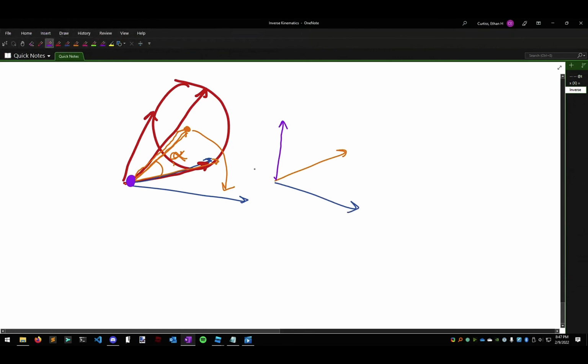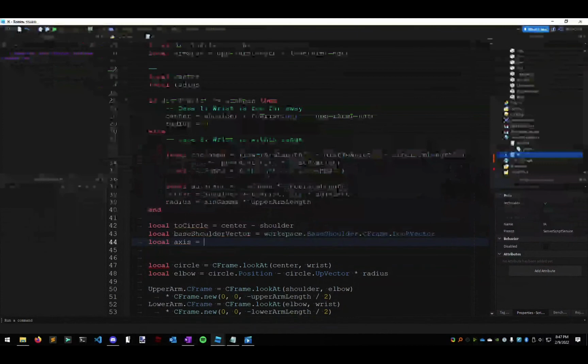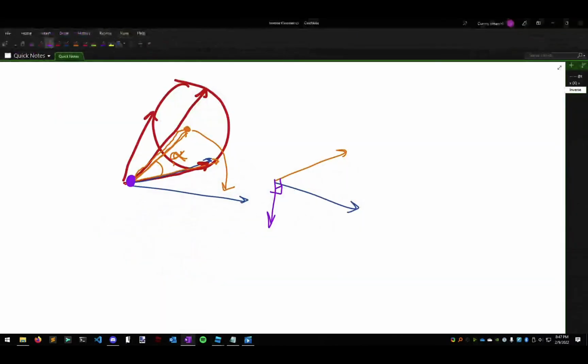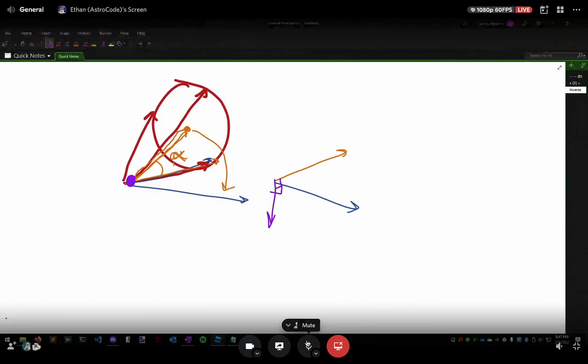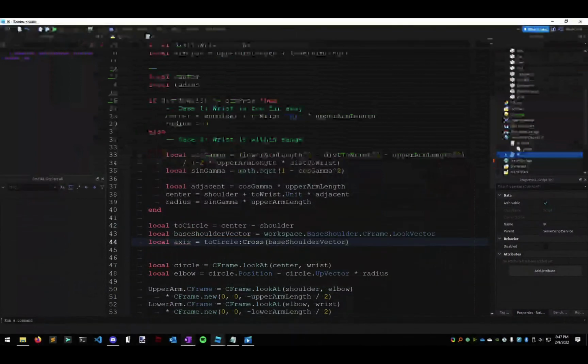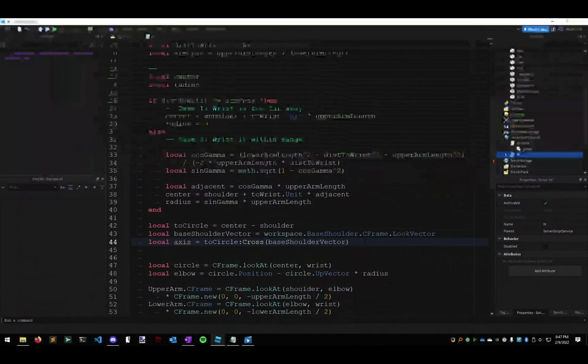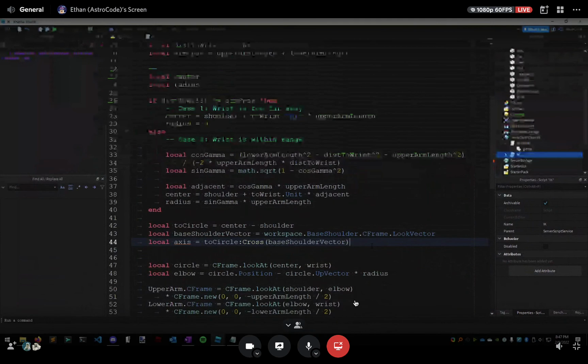And I think I might have that upside down. It might be this one, but anyway, the axis is going to be perpendicular to both of them. And to do that, we're going to use a cross product. Yeah, the way you drew the rotation, that would be the correct orientation down. Down? Okay. Then in that case, it would be two circle cross base shoulder vector. I did not know cross products were in Roblox. Okay, that's useful. I guess I should have assumed as much, but that's good.